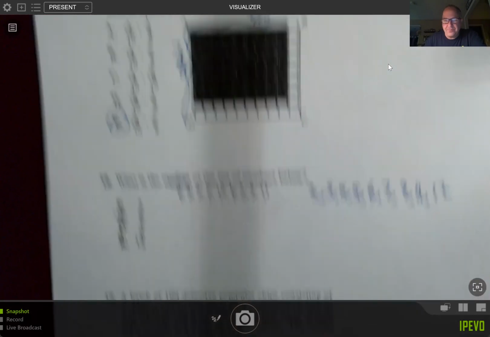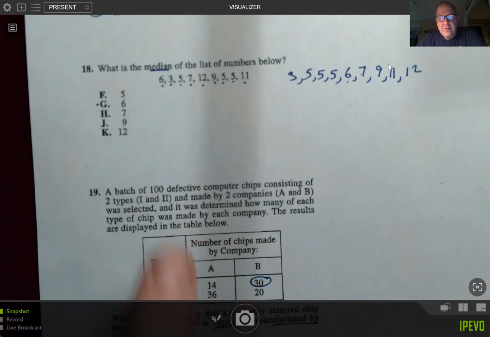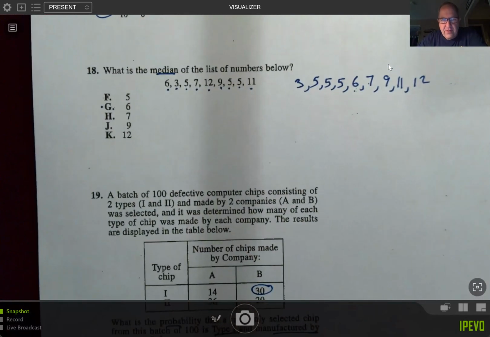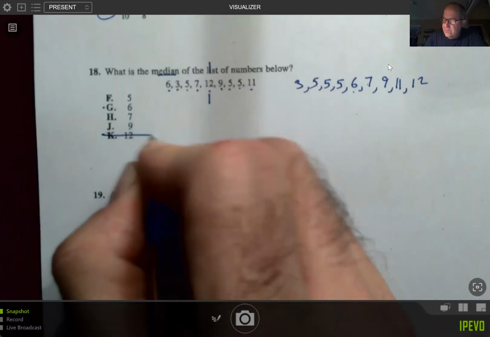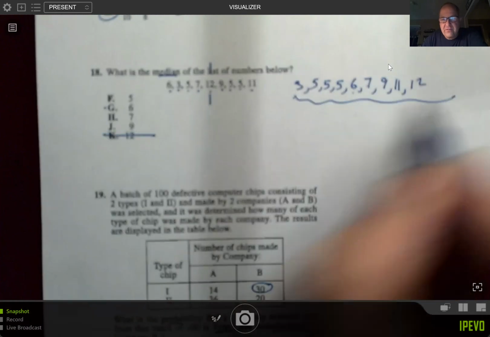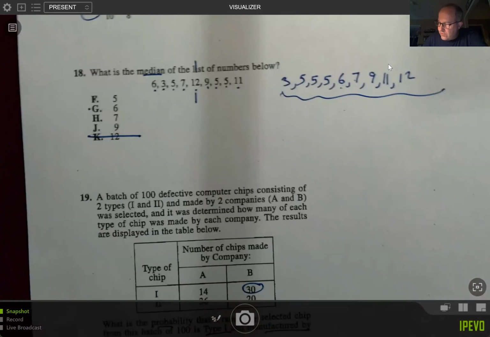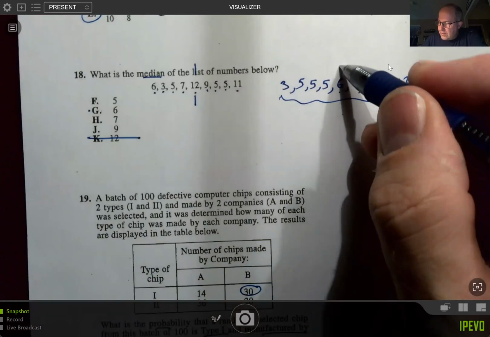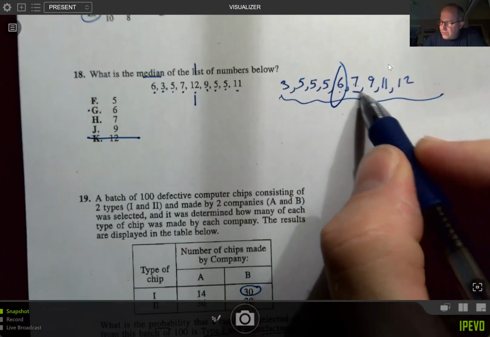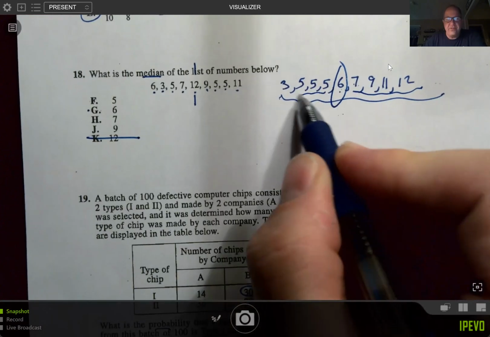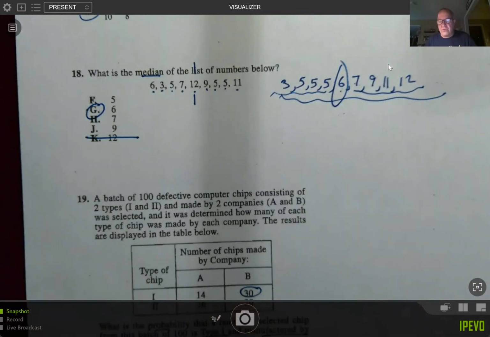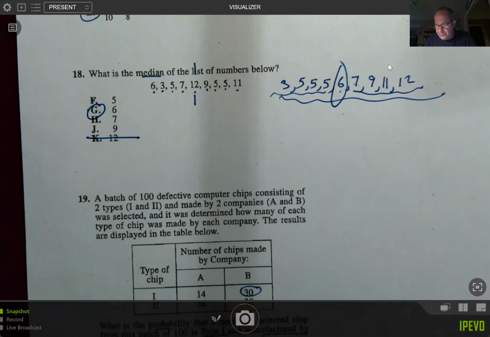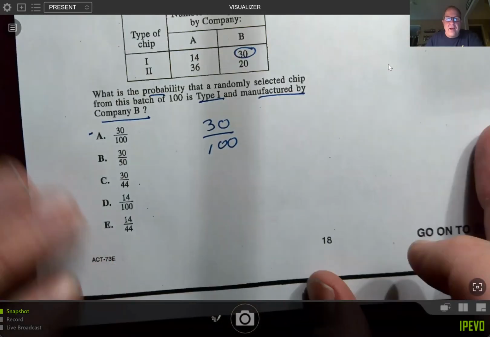Okay, 18. What's the median? Median's the middle number. Now, don't think it's 12. It's not. You've got to put these numbers from smallest to biggest. Once I do that, I can see that there's 4 numbers bigger, 4 numbers smaller, 6 is in the middle. It must be letter G. Now, if there were 2 numbers in the middle, you would add them up and divide by 2. Okay, 19. We're getting there.